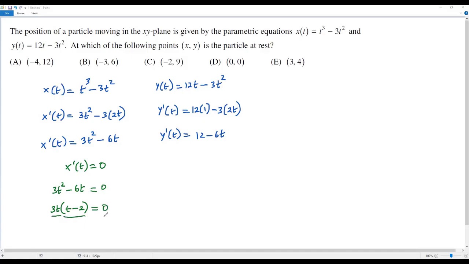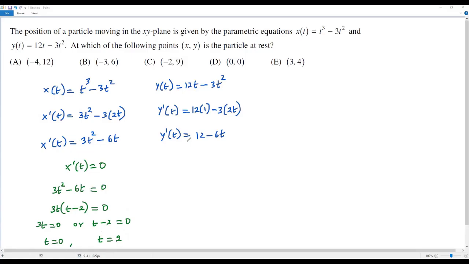Here the product of two quantities equals 0. Whenever the product of two quantities equals 0, either the first one equals 0 or the second one equals 0. So 3t equals 0 or t minus 2 equals 0. When I divide both sides of the first by 3, I get t equals 0. When I add 2 to both sides of the second equation, I get t equals 2. Here I get two values for t, that is t equals 0 and t equals 2. For these two values of t, the velocity is 0. That means the particle is at rest.